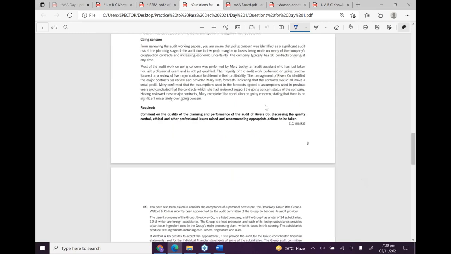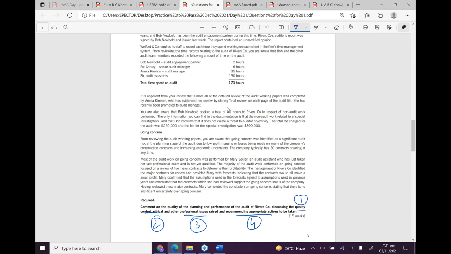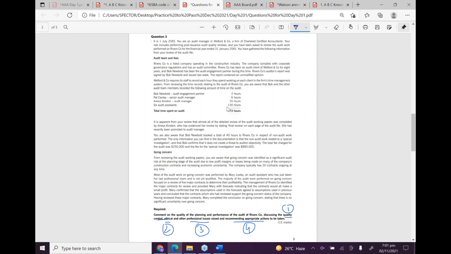So once again, the examiner has specified, we're just doing the first part right now: comment on the quality of the planning and performance of audit of Rivers score, discussing quality control, ethical and other professional issues, and you can get a few marks for next steps as well. So based on the scenario given, what needs to be done next, that would get you marks as well. You can start now, guys. I'm just putting myself on mute, but I am monitoring the question and answer box.